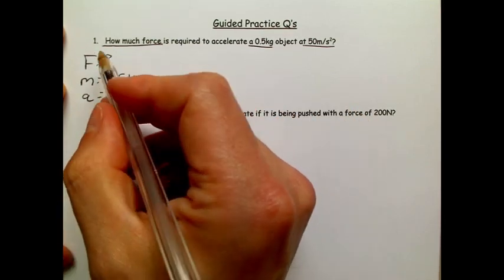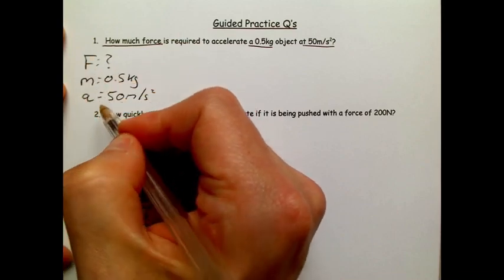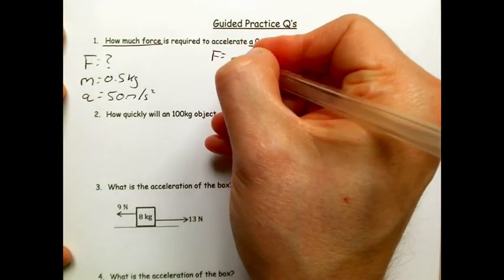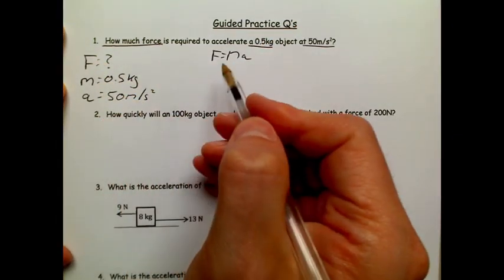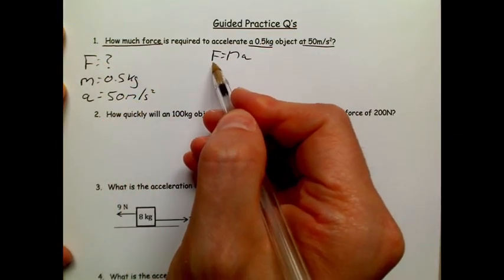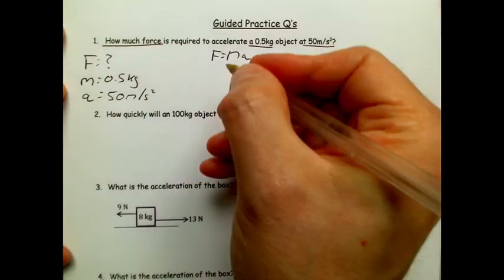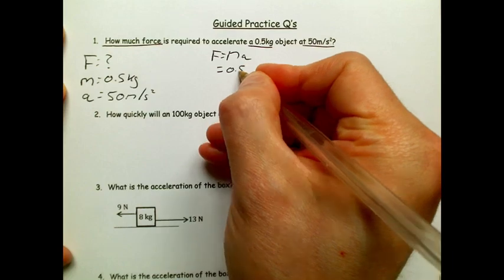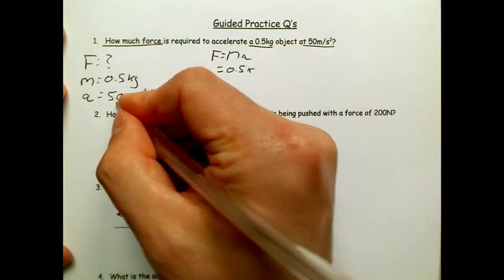What equation do I know that links these three? I know that F equals ma. And now I can substitute all of these values into this equation. So F is what we are trying to work out, so we'll stay as F. m is 0.5, and that's multiplied by a, which is 50.